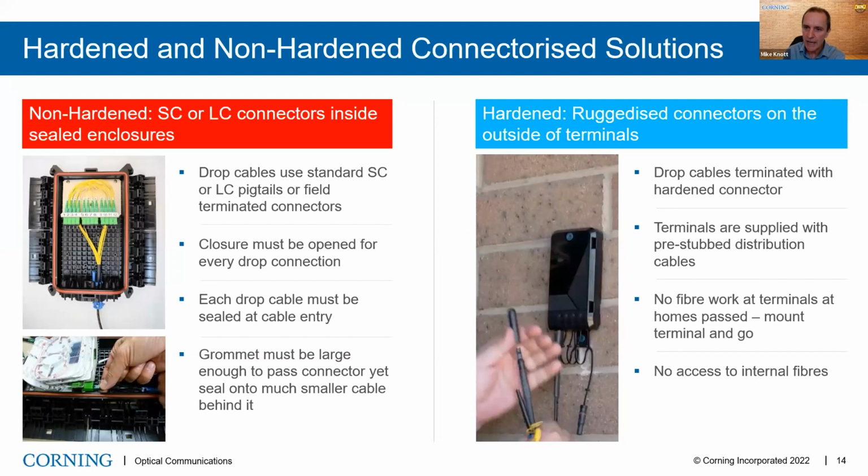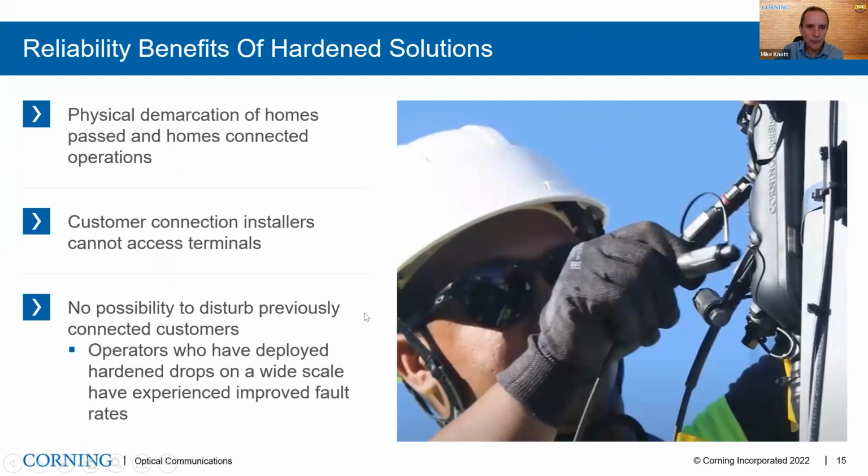With the hardened, the drop cables use hardened connectors. The terminals are often pre-stubbed, and what that means is that it's a completely sealed unit. There's no work to be done on the terminals at the homes passed stage. You just mount the terminal and go, and there's no access for the installer to the internal fibres. And that really gives a number of reliability benefits, which have been borne out with the many tens of millions of homes which have been passed with these kinds of solutions around the world.